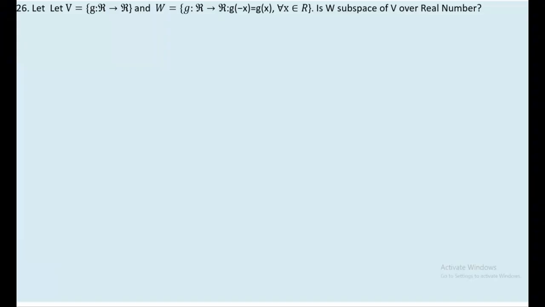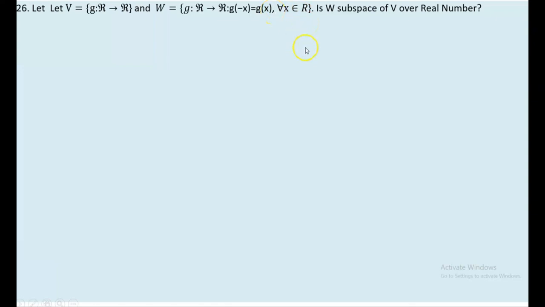It is denoted by function g. And W is another collection. It is a collection of g from real numbers to real numbers, where g of minus x is the same as g of x for all x an element of real numbers. The question is, is W a subspace of V over real numbers?